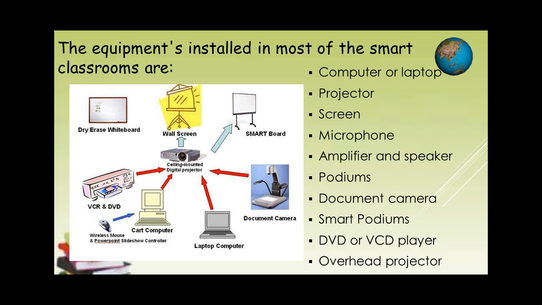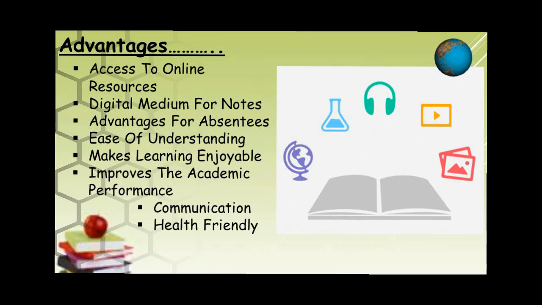DVD or VCD player. There is a large amount of videos available on the internet, but still there is a requirement of VCD or DVD player because there are some videos which have copyright and they have to be purchased. These are often in the form of CDs or DVDs. Overhead projectors. We call it OHP. It is a device which is used to display enlarged images of a transparent acetate sheet placed on its base on a screen. This device was very famous a few years back, but now it is being replaced by computer-based projectors. So let's move on to the advantages of smart classes.